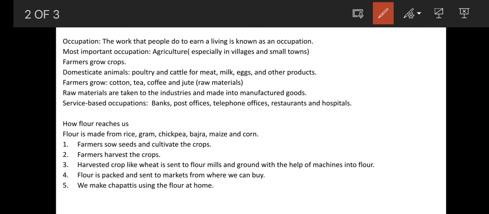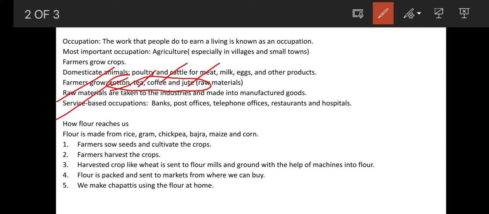Raw materials are taken to the industries and made into manufactured goods. The crops like cotton, tea, coffee and jute are raw materials which we get directly from the farmers. When those raw materials are bought by the owners of different industries, they take them to the industries, and the people working in the industries make the raw materials into manufactured goods. When the manufactured goods are ready in the factory, they are available in the market and we can buy and use those products.